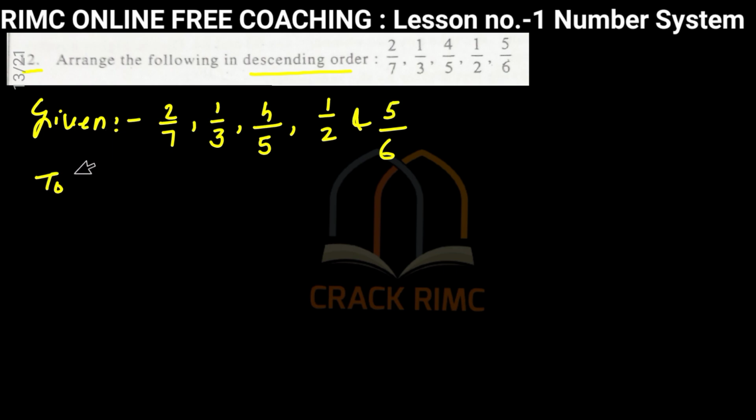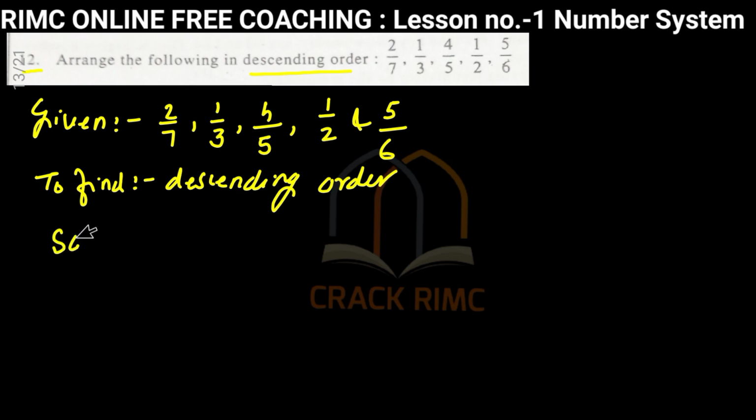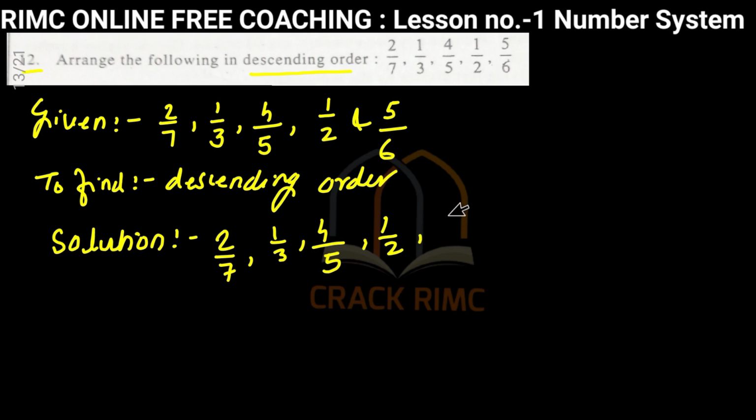To find descending order. Solution. What we have to do? We will write down the numbers 2 upon 7, 1 upon 3, 4 upon 5, 1 upon 2 and 5 upon 6.